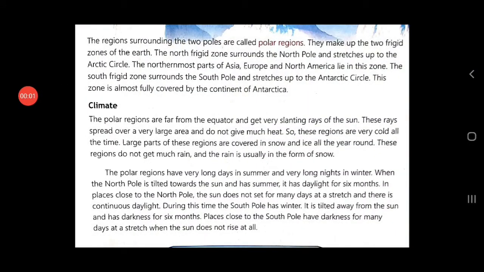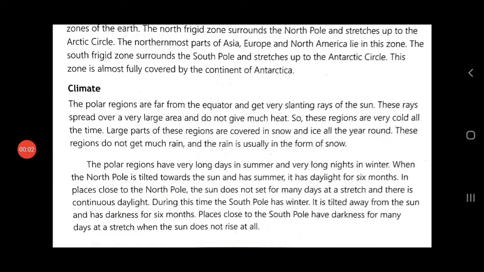Now moving towards the next paragraph, children, under the heading climate, what they are telling is the polar regions have very long days in summer and very long nights in winter. During summertime, okay, during summers, the days are very long, and during winters, nights are very long, okay, in the polar regions.